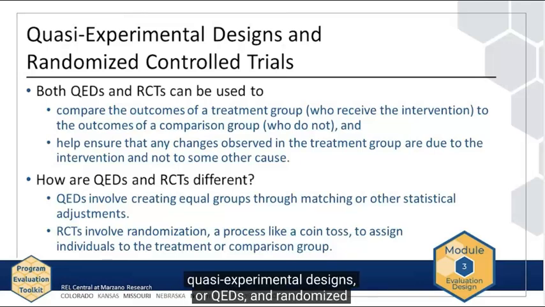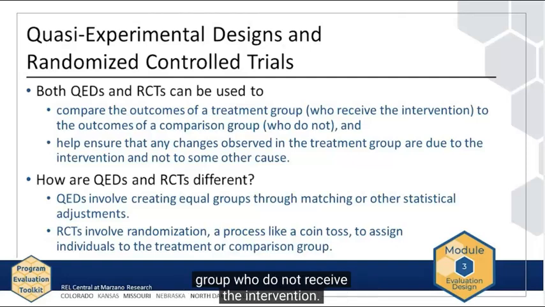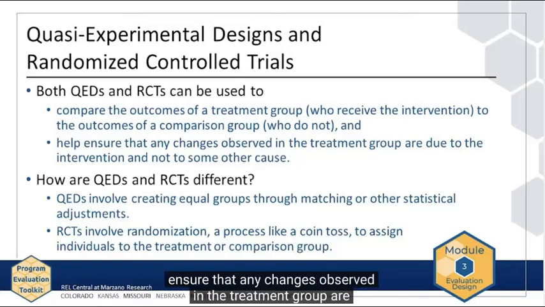Quasi-experimental designs, or QEDs, and randomized controlled trials, or RCTs. Both QEDs and RCTs compare the outcomes of a treatment group who receive the intervention to the outcomes of a comparison group who do not receive the intervention. Consequently, both QEDs and RCTs are often used to answer the same types of evaluation questions. Including a comparison group helps ensure that any changes observed in the treatment group are actually due to the intervention and not to some other cause.